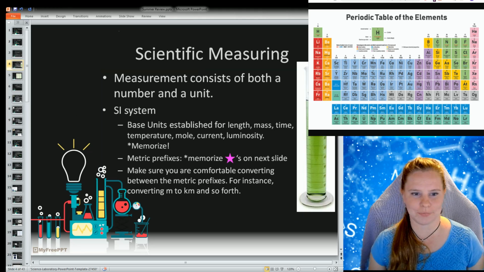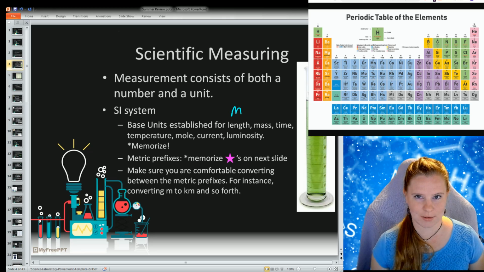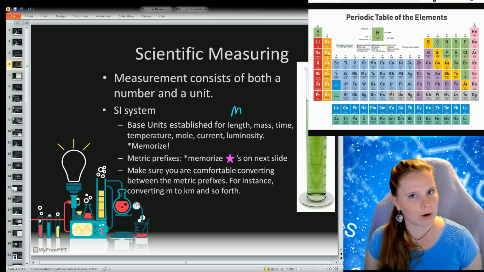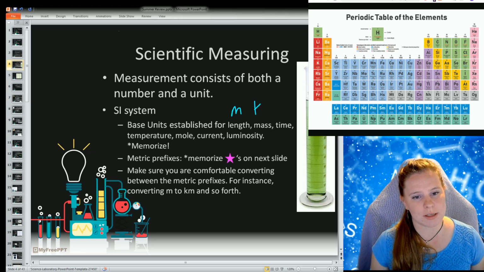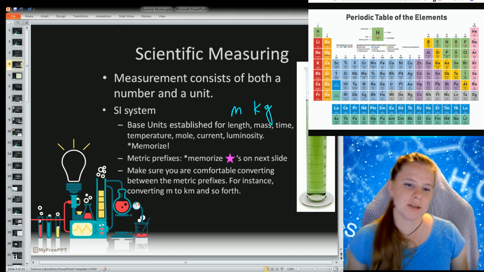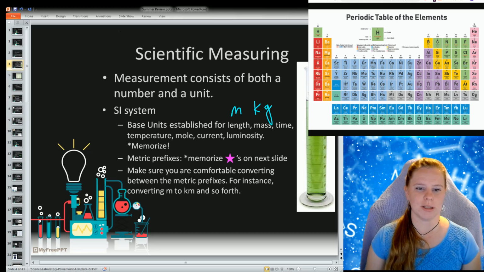You probably know some of them, like length. What's the unit for length? Hopefully you're saying the meter. Okay, how about mass? What's the unit of mass? You might have said grams. It's actually kilograms. This is the only base unit that has a prefix on it, the kilogram. It's because the gram's so small, so they decided to make the kilogram the base unit instead.